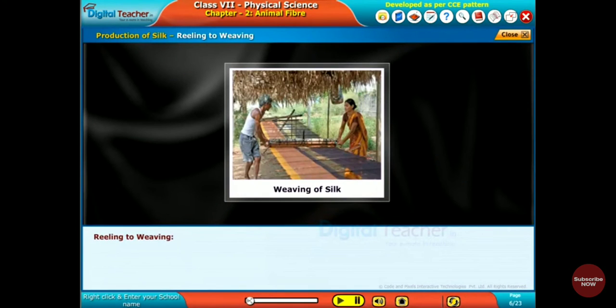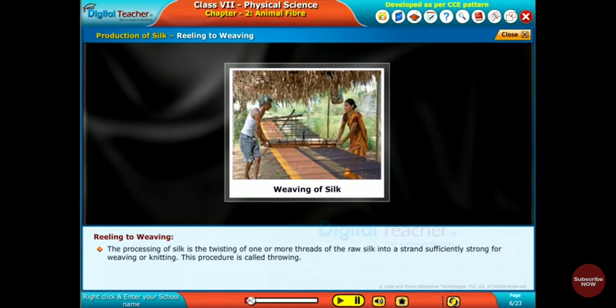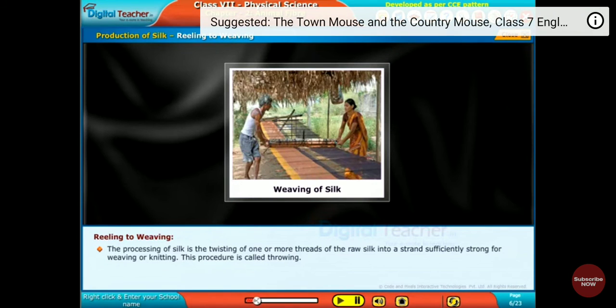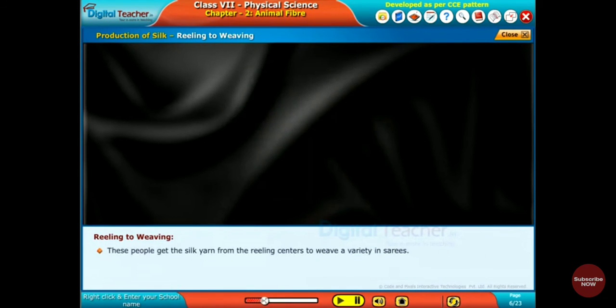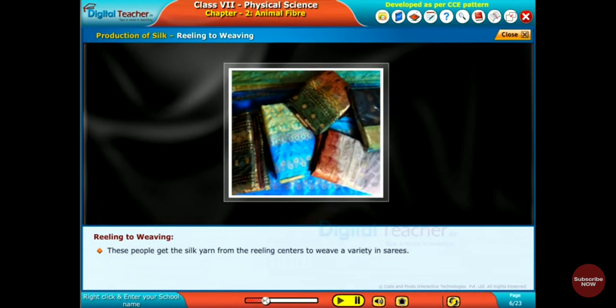Reeling to weaving. The processing of silk is the twisting of one or more threads of raw silk into a strand sufficiently strong for weaving or knitting. This procedure is called throwing. People weave silk fabric by using silk yarn on handlooms, which is their traditional occupation. These people get the silk yarn from the reeling centers to weave a variety of saris.